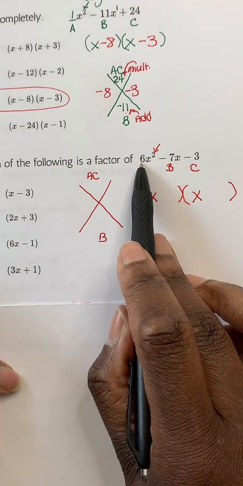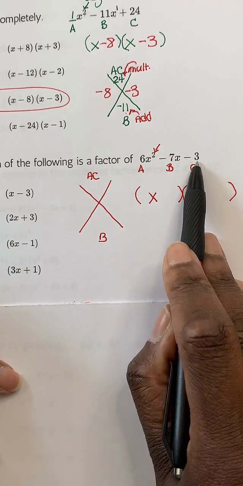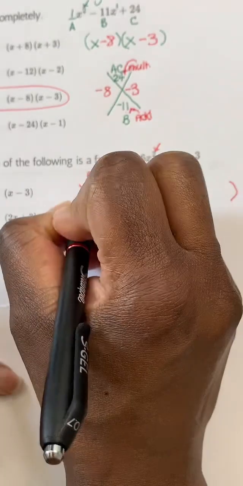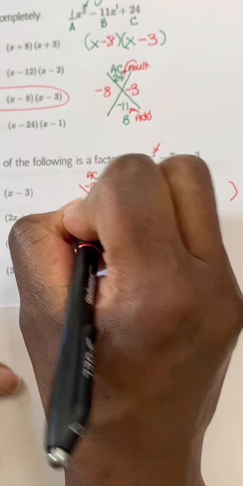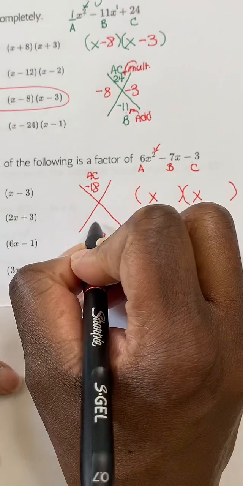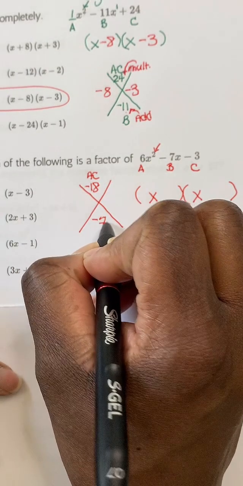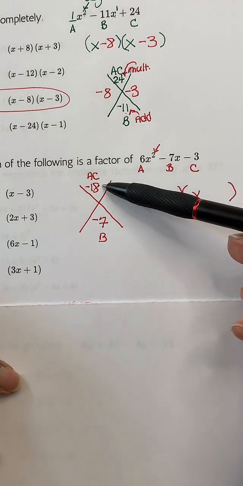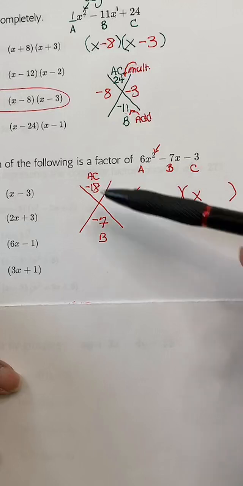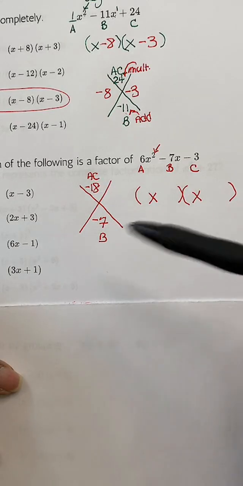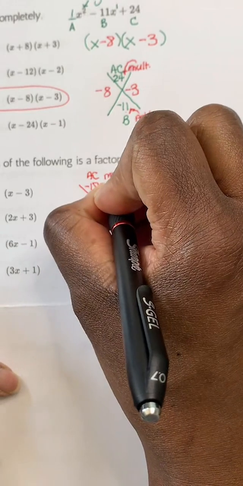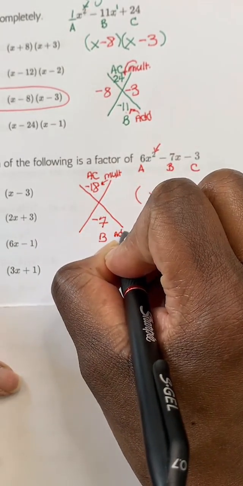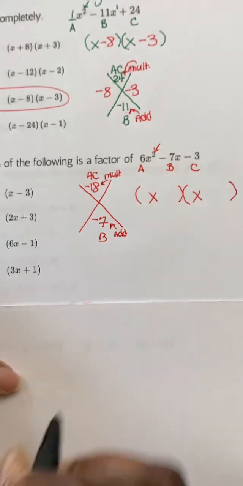So this time we do have a number for A, and we multiply it by the C. So 6 times -3 gives me -18, and we rewrite the B, which is -7. So now we need to think, what two numbers multiply together will give me -18 and add together to give me -7? So I'm going to write mul for multiplication, and I'm going to write add for addition. What do we got, people?